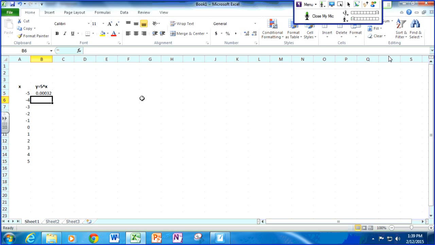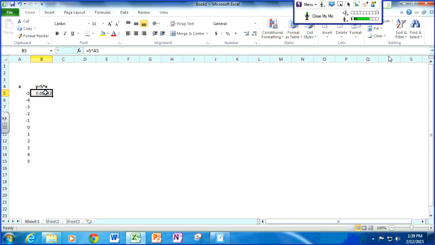Now the problem here is that it calculates this, which is actually a fraction, right? It's 1 over 5 to the power 5, which is 25. But it just makes it a decimal number. But that's okay. So now, we don't have to type anything else.